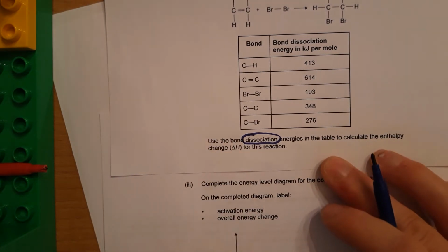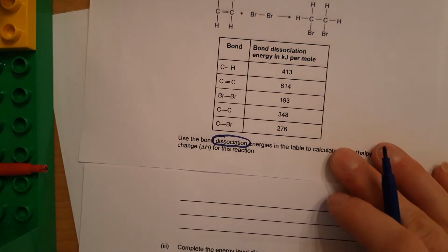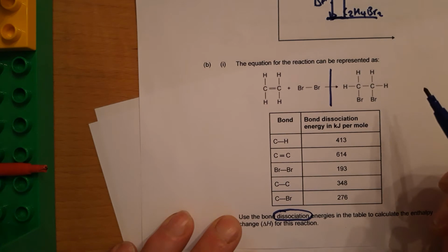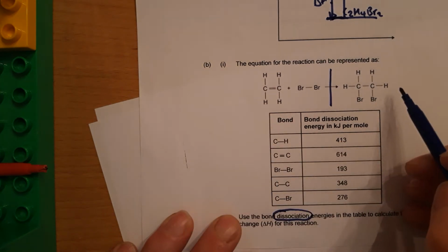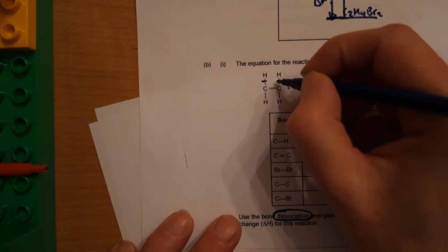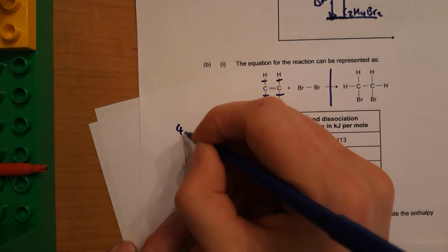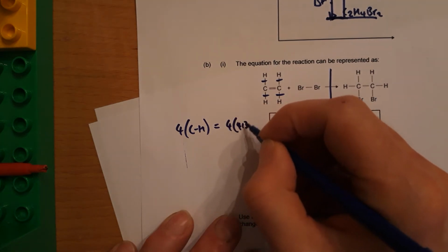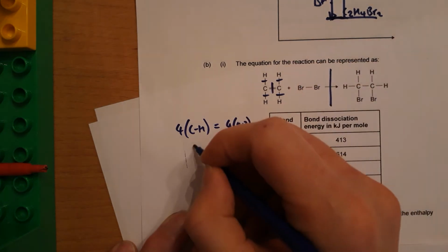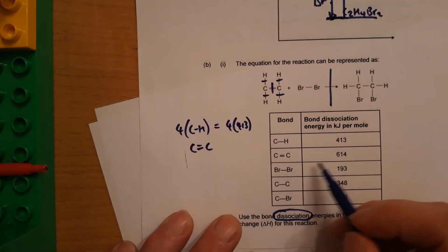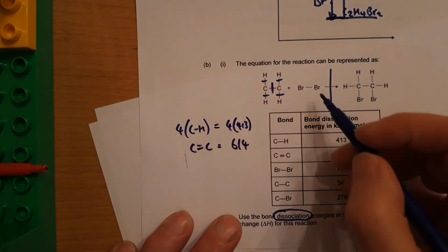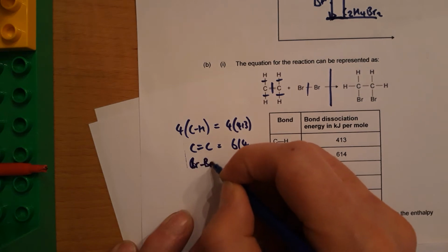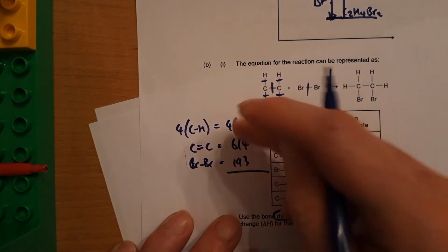Okay, so what am I doing now? I've only given you that much space. All right, so boom, draw a line down the middle. It's going to be messy, this. I'm going to do the bonds broken on this side and the bonds made on this side. So I'm going to do 1, 2, 3, 4. There are 4 CH bonds, 4 times CH, which is 4 times 413. So that's them. I've got a C double bond C, and that is 614. And I've got a BR, BR 193. And what I've got to do is add them up.